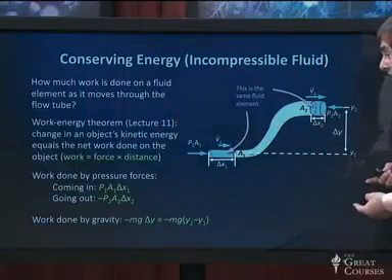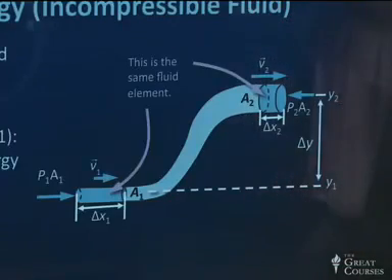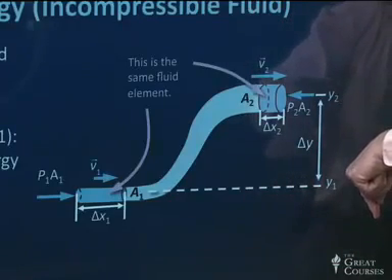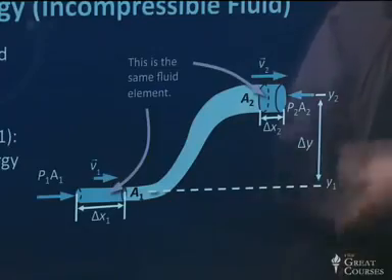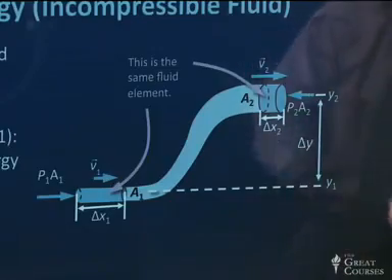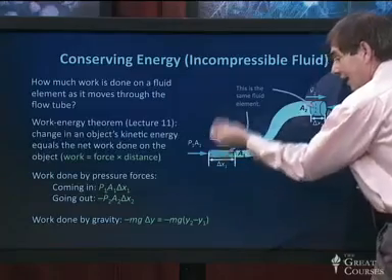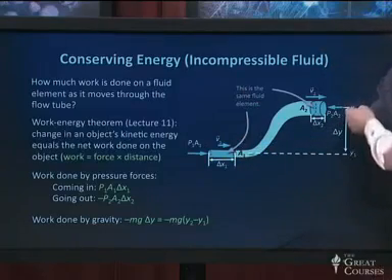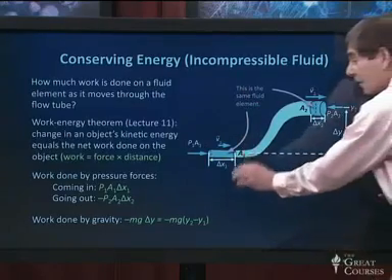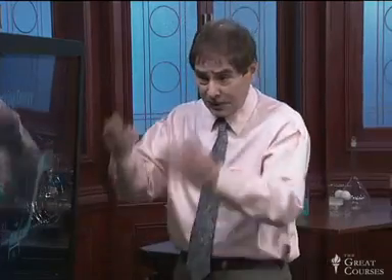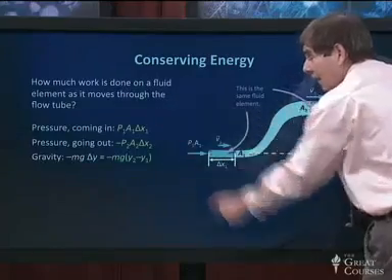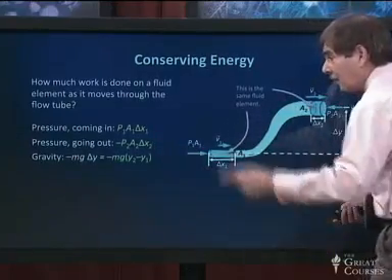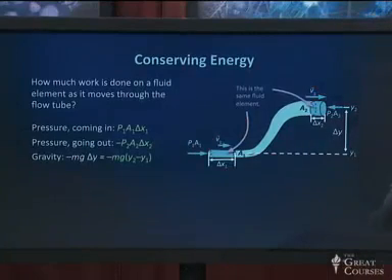The work done by gravity, well, as the fluid rises, gravity is pushing downward. So we're working against gravity. We would have to do positive work. Gravity does negative work, and it's minus mg times the height, which is, in this case, delta y, or y2 minus y1. So there's the work done by gravity as we go through the flow tube. So we're still asking this question. How much work is done? We've got three contributions. Incoming work from pressure, outgoing work from pressure, and the work done by gravity.